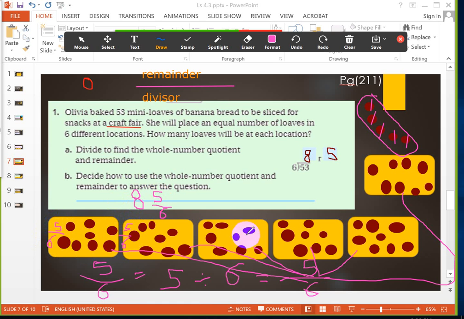And this one also. Okay, just 1 minute. This one also. That means each location will take 8 and a small amount of bread. This amount equals what? A divisor over remainder. That means 5 over 6. That means the amount of bread in each location will be 8 and 5 over 6. That means 8 loaves and a small amount.